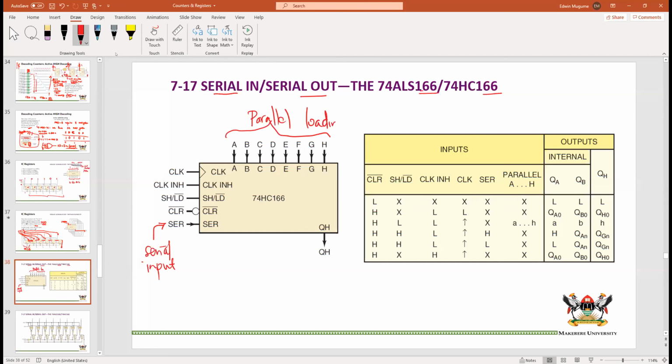It means that yes, we input our data serially, but if we had a full word and we wanted to feed it into the register at the same time, we can load the flip-flop as well. So there's that special capability that it can do both parallel input and also serial input, but we essentially look at it in this context as a serial in, serial out. It has an active low clear input.